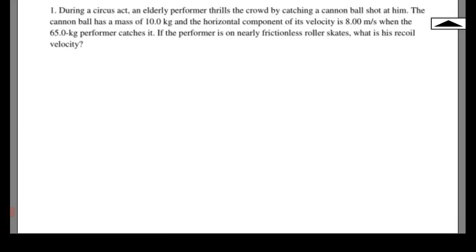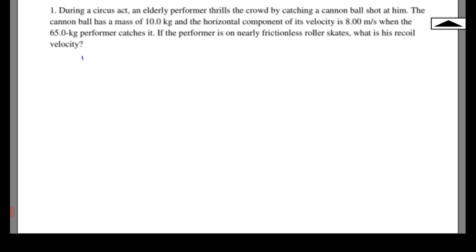Okay, here is our first conservation of momentum problem. We have a cannonball being shot and a circus performer catching it. Initially, the momentum is all in the cannonball, and then afterwards, it's the combined mass of the performer and of the ball. So this is a perfectly inelastic collision, and in a perfectly inelastic collision, momentum is conserved.